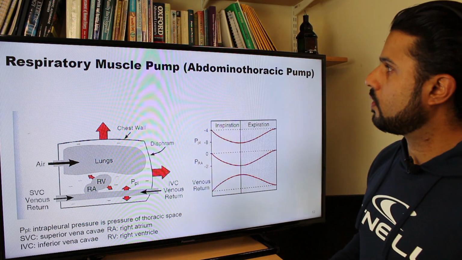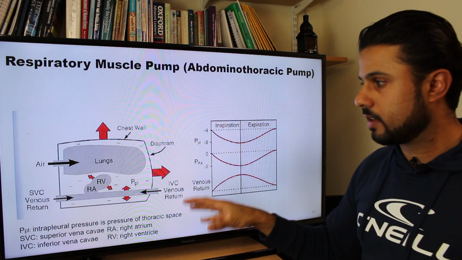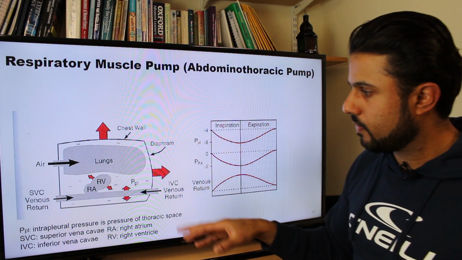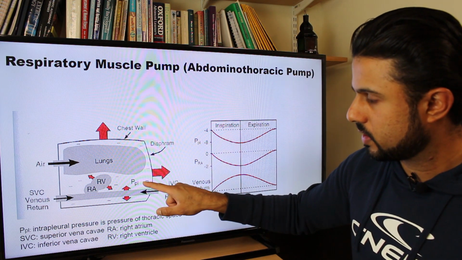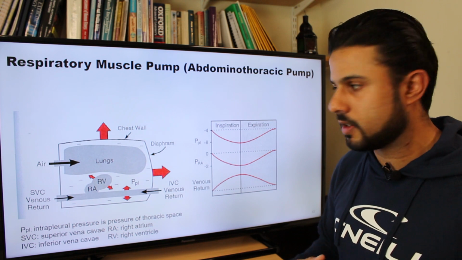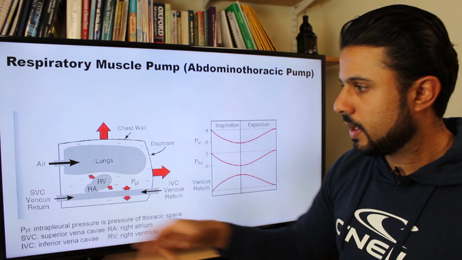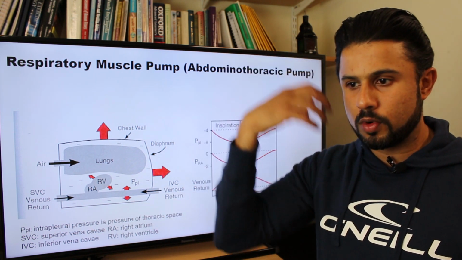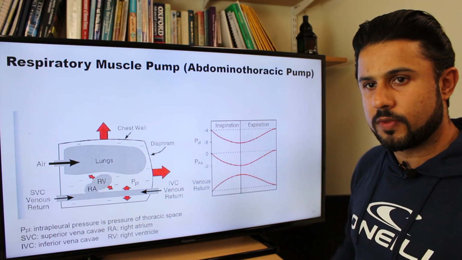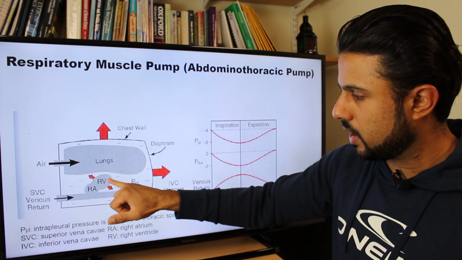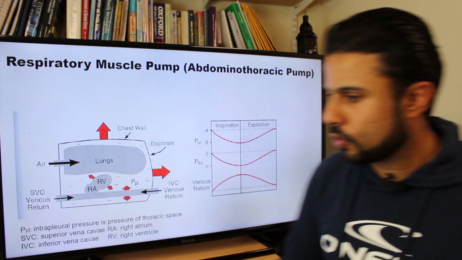Now, we also have a respiratory pump as well, known as the abdominothoracic pump, and this looks quite complicated, but it's quite straightforward. So some abbreviations that we've got: this abbreviation here is the intrapleural pressure. We can see here, this is the pressure within the pleural space, the thoracic space. SVC, superior vena cava, is the vein that brings blood from the upper extremities, and the inferior vena cava brings blood from the lower extremities back towards the heart. And this is the heart, the right atrium, the right ventricle. Okay, now essentially, let's talk through this diagram.